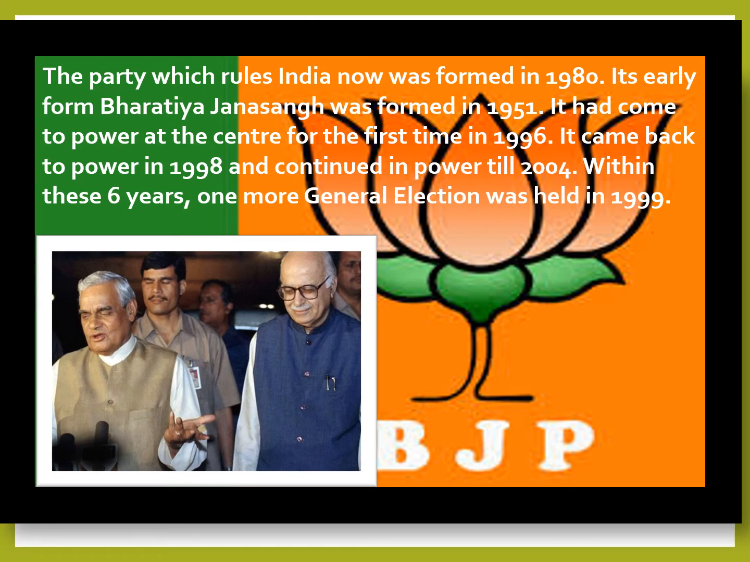The party which rules India now was formed in April 1980. It originally evolved from the Bharatiya Janasangh. The Bharatiya Janasangh was formed in 1951. It had come to power at the center for the first time in 1996. Earlier, some of its leaders had become ministers in Morarji Desai government. It came back to power in 1998 and continued in power till 2004.